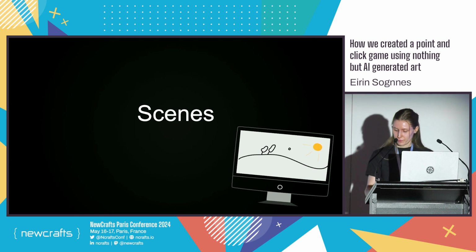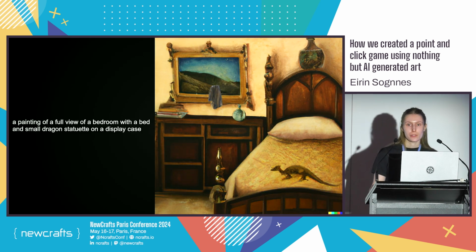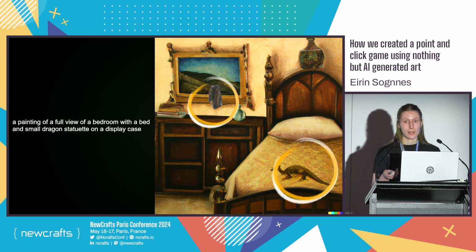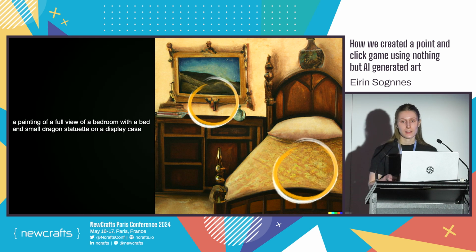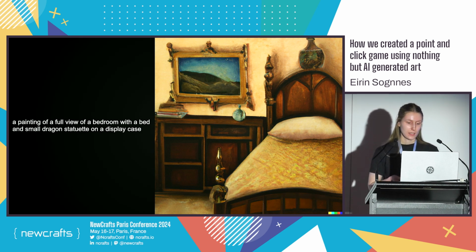So the first thing we did was just to generate a scene. We wanted a bedroom, and so we tried to get a bedroom. And we also had an idea about a small dragon statue, but that didn't work out here. So this was the base, and then we removed some elements that we didn't want in the picture using the editor tool in the generator.